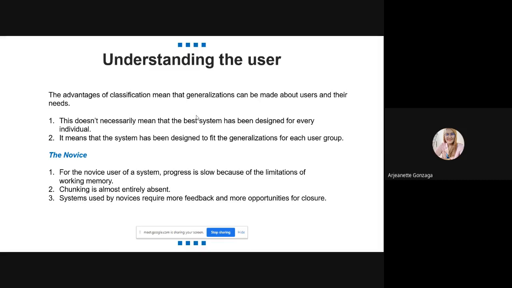So, first, sa novice, alam niyo yan, baguhan, diba? For the novice user of a system, progress is slow because of the limitations of working memory. So, chunking is almost entirely absent, or chunking, yung pagkain niya ng information. And systems used by novices require more feedback and more opportunities for closure. So, yan, yung para sa novice.